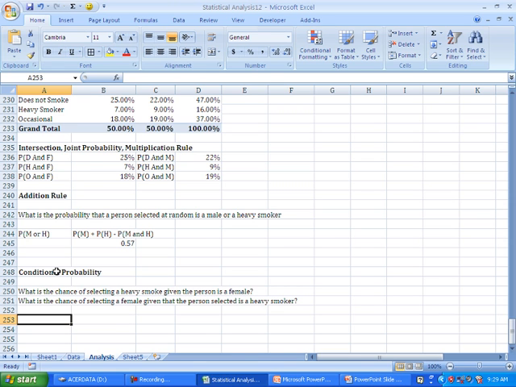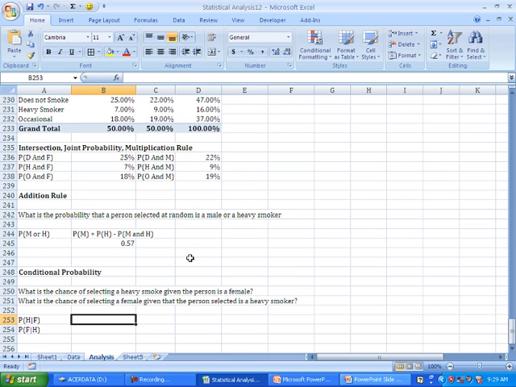So how do I represent these conditional probabilities? The probability of selecting a heavy smoker given, with a vertical line, given female. This is what we are being asked about. What about the next one? Probability of selecting a female given that the person is a heavy smoker. So any English sentence, if you are able to translate it into probability language, we get these kinds of values. Now how much should be the case?